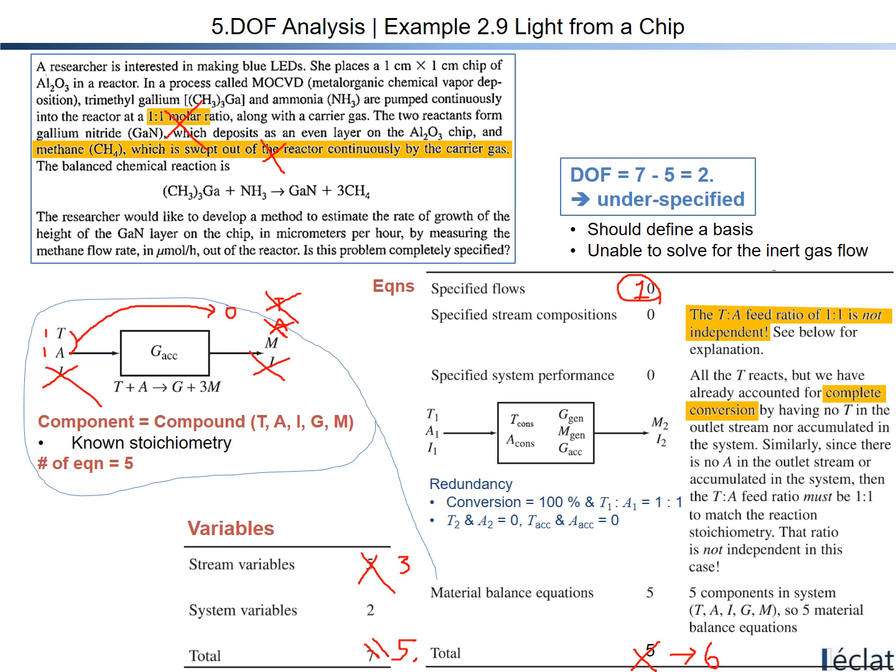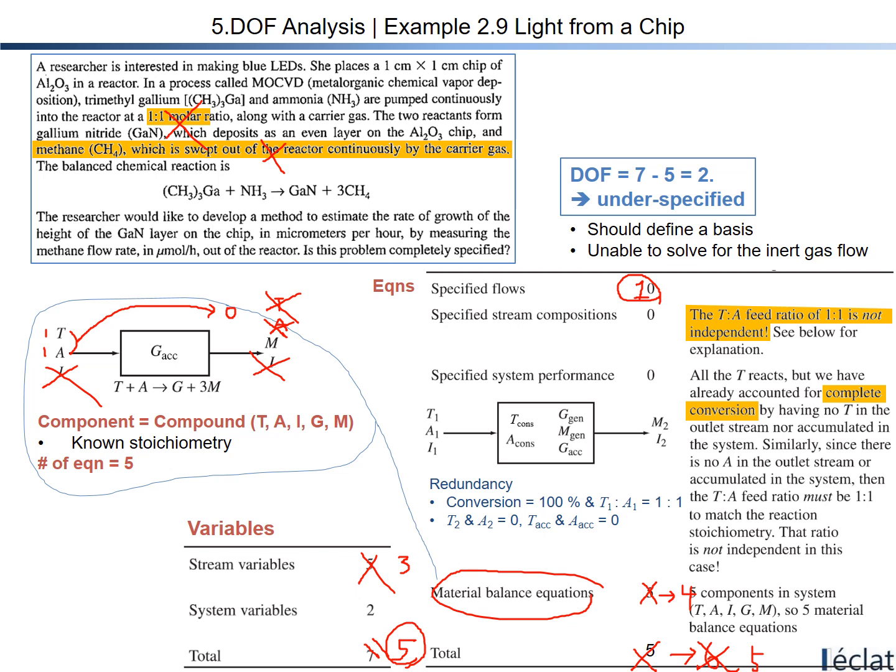5. Okay. Also, you should kill one equation for the material balance equation, because one of the material balance equations is made for the inert gas. So it is going to number 4. And then it is going to number 5.